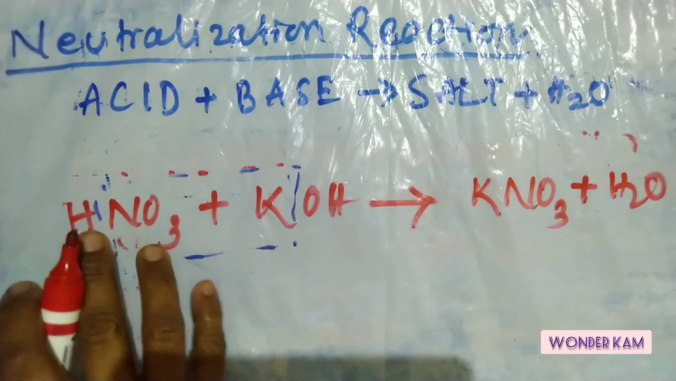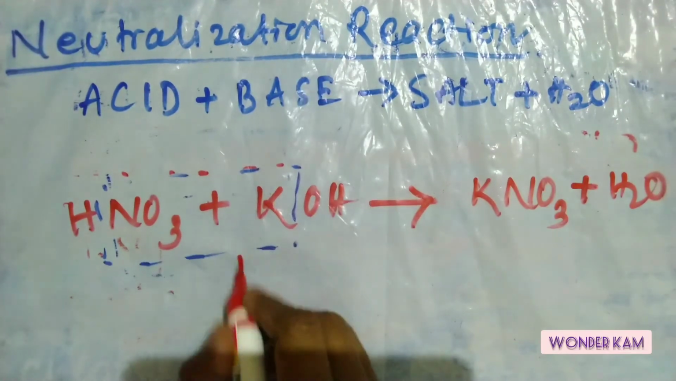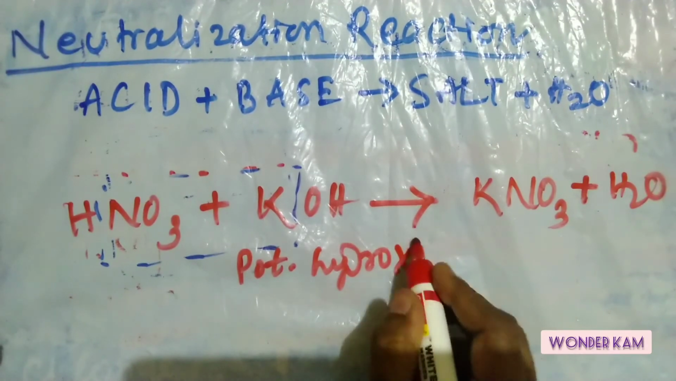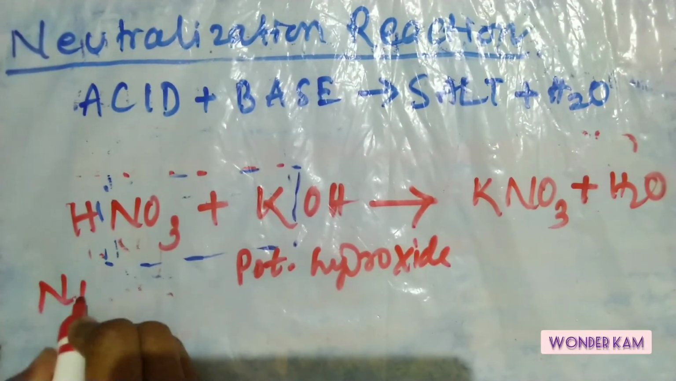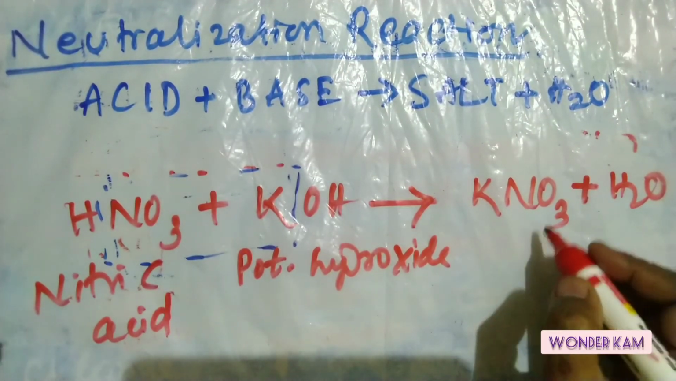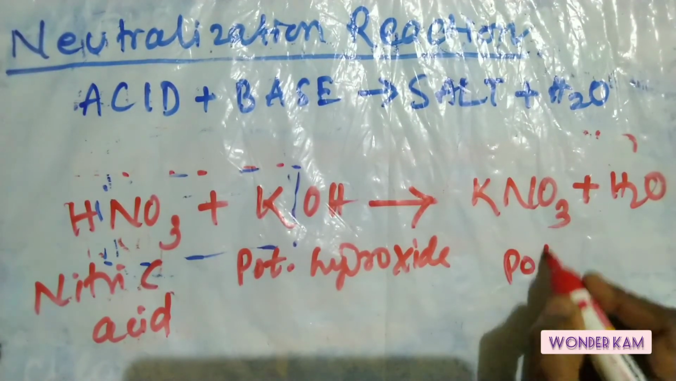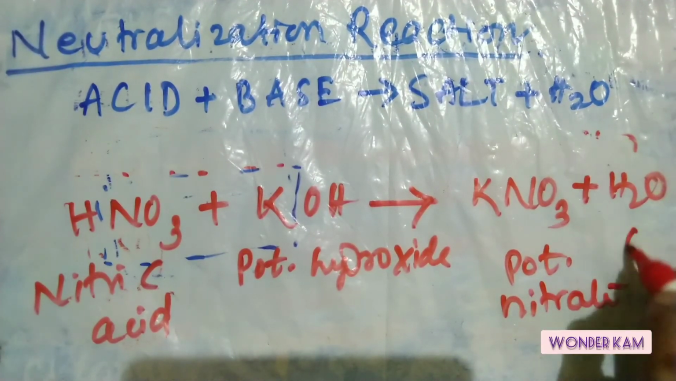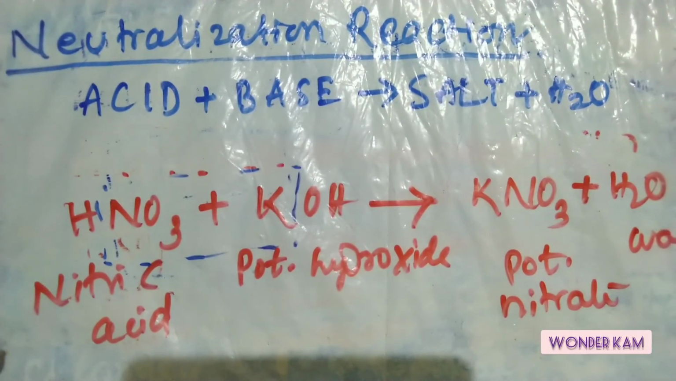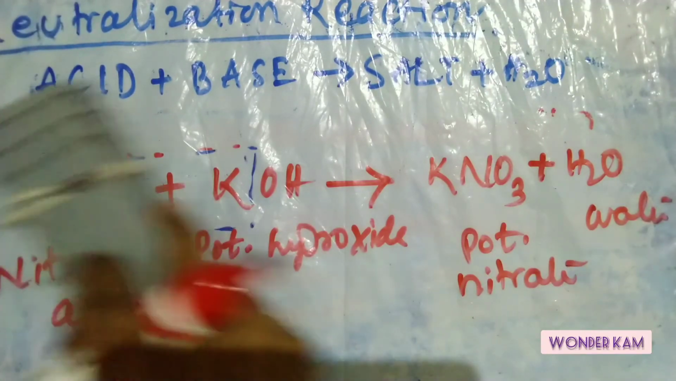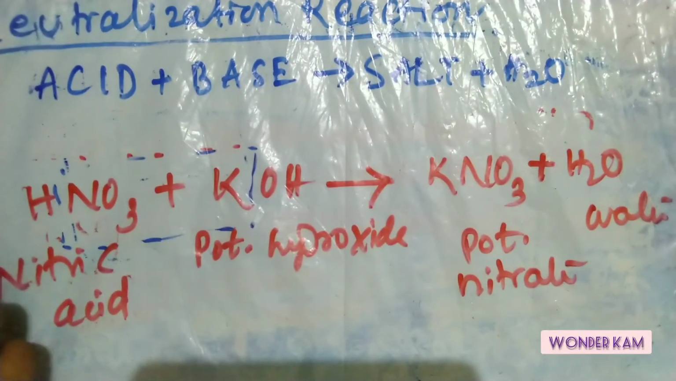So when acid reacts with base, this is your potassium hydroxide, this is your nitric acid, and the product is the salt known as potassium nitrate plus water. Did you understand? These types of reactions are known as neutralization reactions, where an acid reacts with a base to give salt plus water.